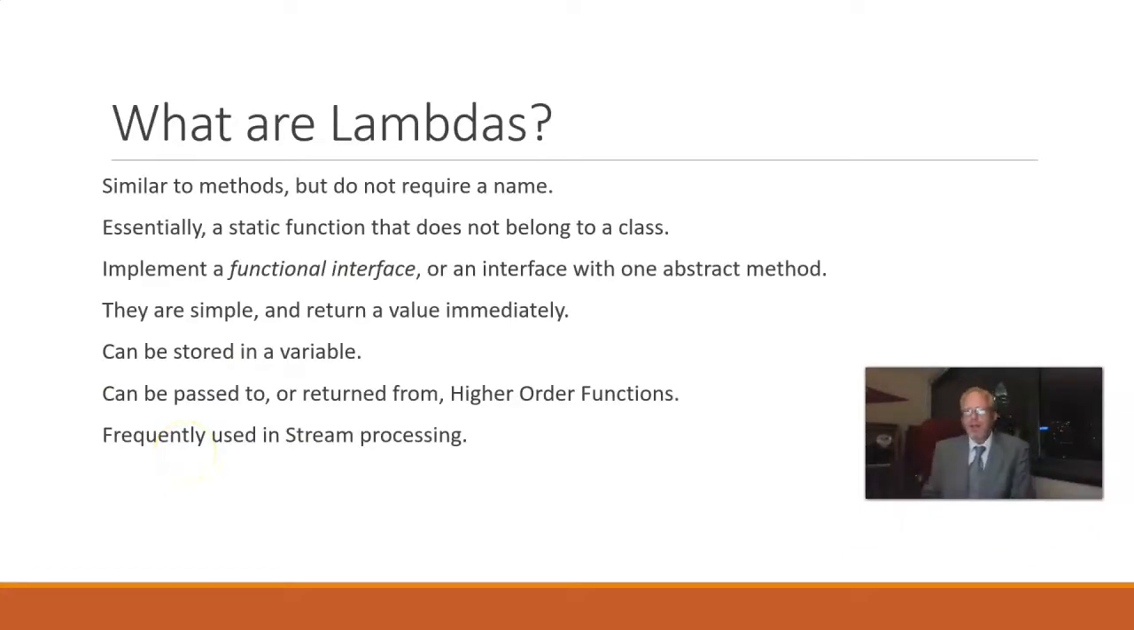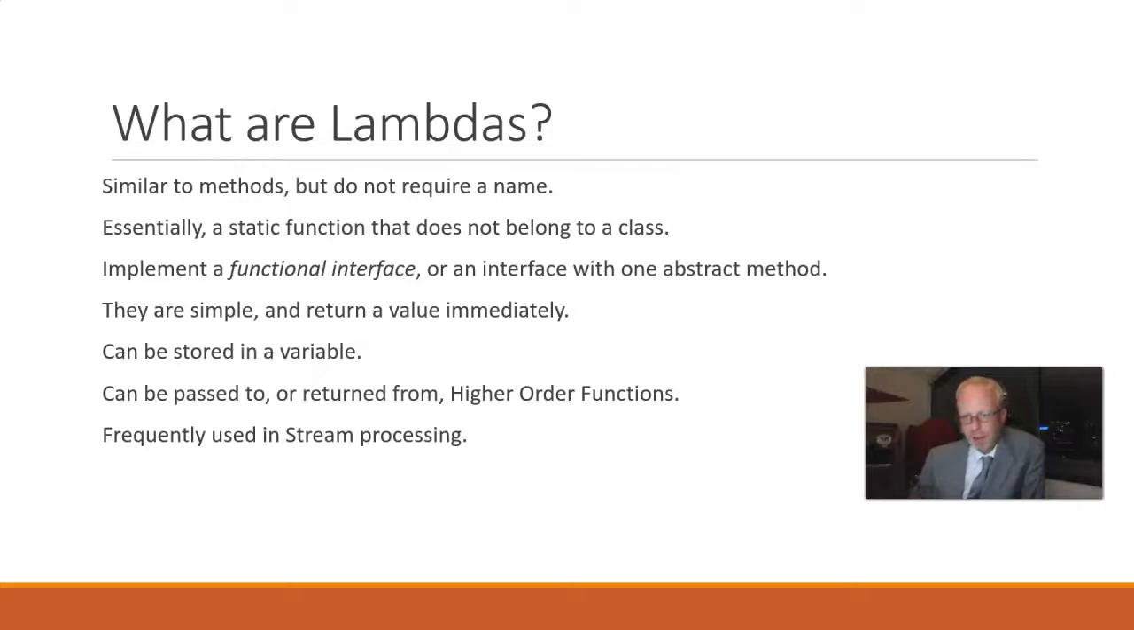Well, it's similar to a method, but with a lot less syntax and doesn't require a method name. It's basically like a static function that doesn't belong to a class. A lambda can implement a functional interface, or an interface which just has one abstract method. And lambdas tend to be very simple, and if they return a value, they do it very quickly.